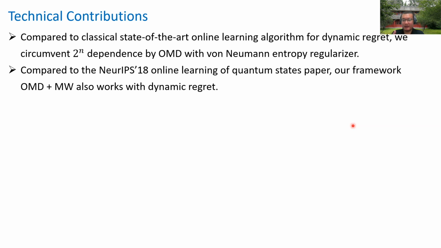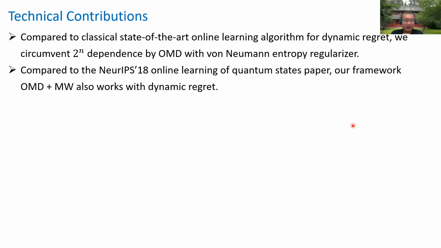This is the way we apply classical online learning techniques to quantum problems. But if we are not careful, the dimension dependence easily has a factor of 2 to the n, since the density matrix has such a dimension. This is really something we don't want, and this is the specific reason, after looking into the techniques, that we choose online mirror descent using the Von-Neumann entropy as a regularizer.